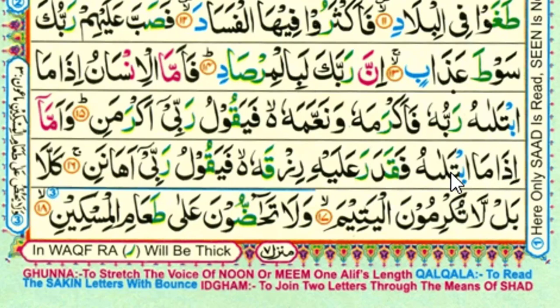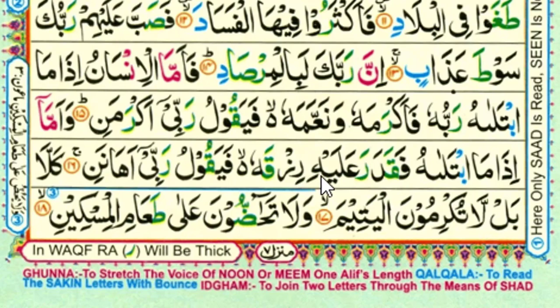إِذَا مَبْتَلَاهُ, on the ba we make qalqala, lam we lengthen due to standing fatha. Mabtalahu, mab, right, this qalqala. مَبْتَلَاهُ فَقَدَرَ, Qaf and Ra we read in heavy sound.